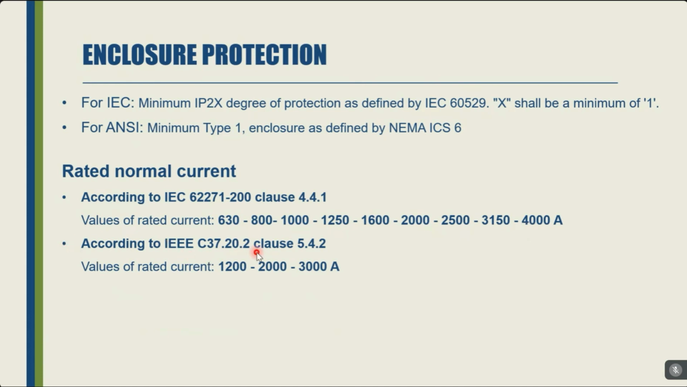Whereas IEEE C37.20.2 clause 4.5.4.2 specifies only three available options to select from. First is 1200 ampere, second is 2000 ampere, and third, the maximum which you can take or ask the vendor for, is 3000 ampere.